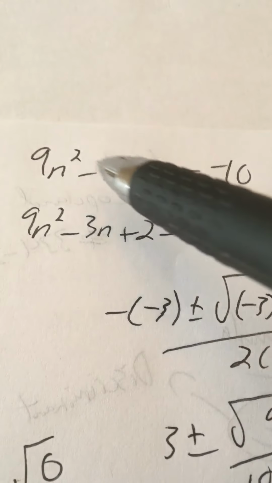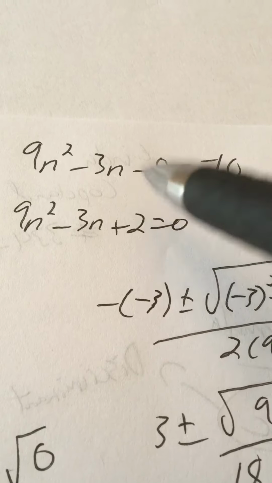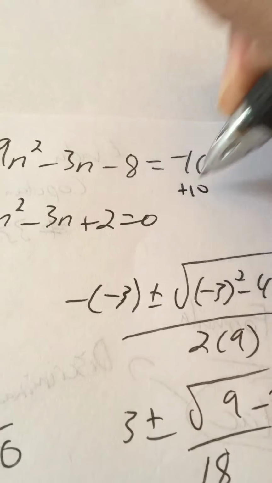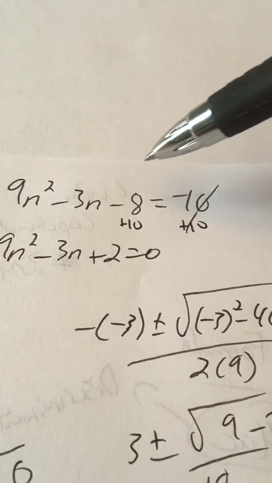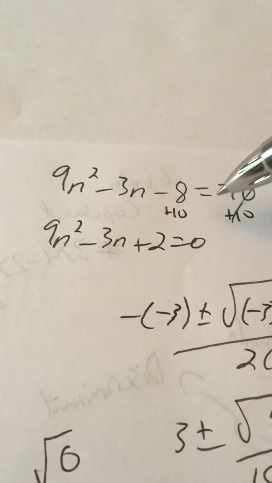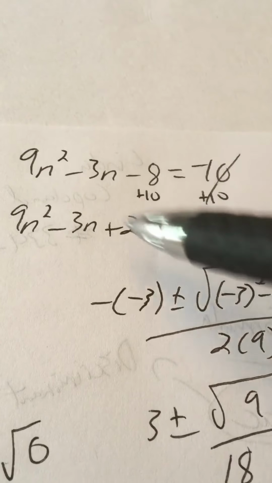And this was the original problem. See how it said equal to negative 10? Well, I had to add 10. I'll do it for you right now. I had to add 10 from this side back over here in order to make it look the right way. Negative 8 plus 10 is 2. So now that equals 0. See what I did there? It's not too bad.